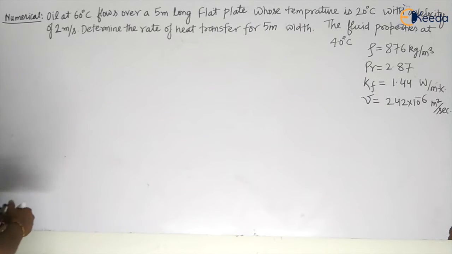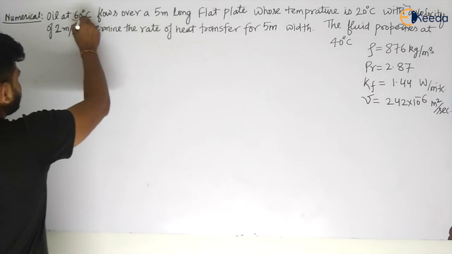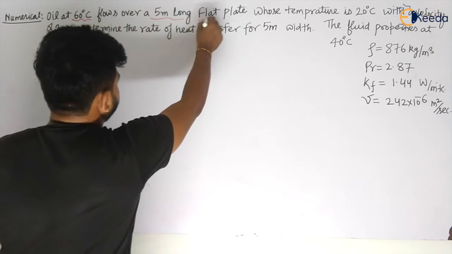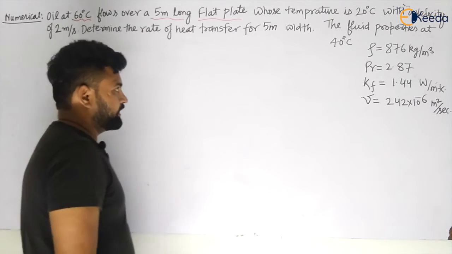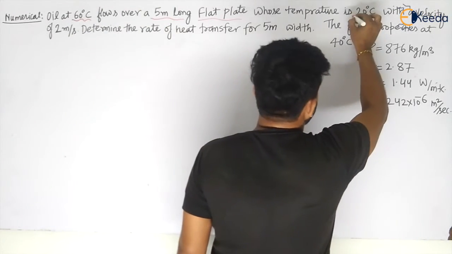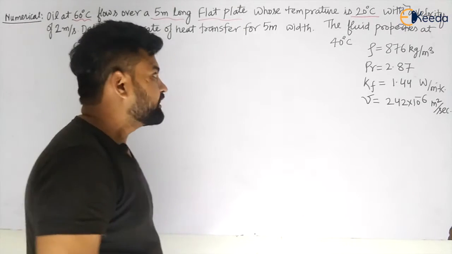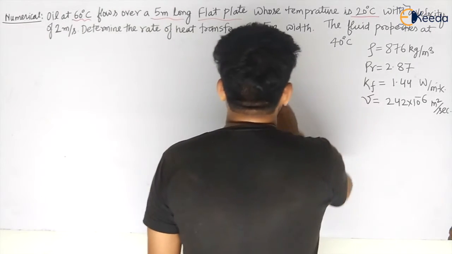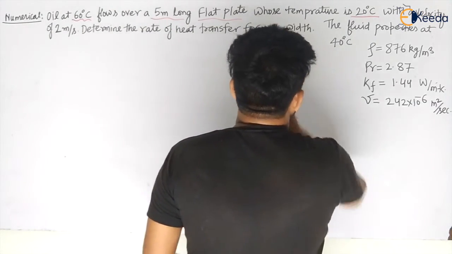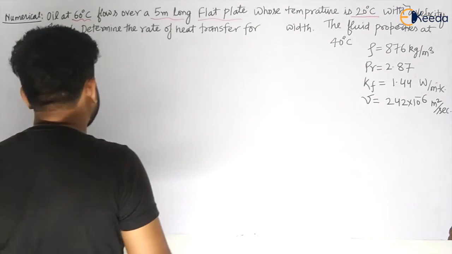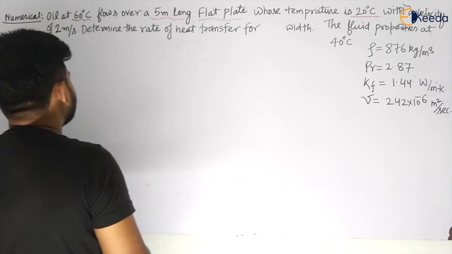Now, oil at 60 degrees Celsius flows over a 5-meter long flat plate whose temperature is 20 degrees Celsius, with a velocity of 2 meter per second.